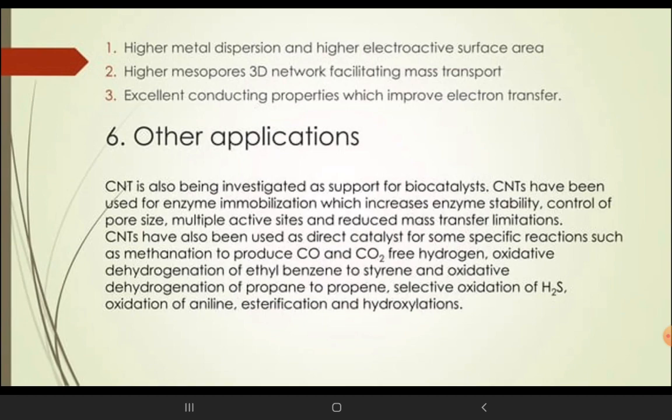CNTs have also been used as direct catalyst for some specific reactions such as methanation to produce carbon oxide and carbon dioxide free hydrogen, oxidative dehydrogenation of ethylbenzene to styrene, oxidative dehydrogenation of propane to propene, selective oxidation of H2S, oxidation of aniline, esterification, and hydroxylation.